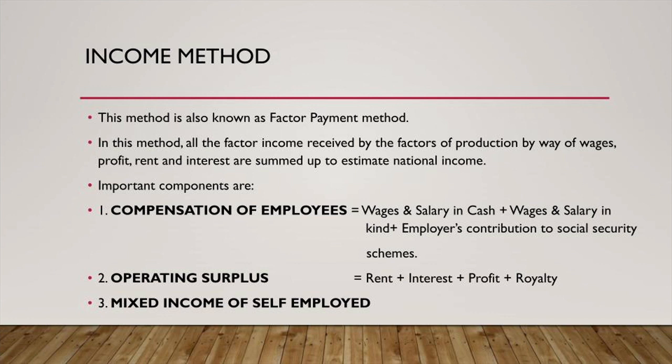The major components of this method are compensation of employees, which is composed of wages and salaries in cash, wages and salaries in kind, and employers' contribution to social security schemes. Pension on retirement is also included as a part of compensation of employees. The second major component is the operating surplus, which includes rent, interest, profit, and royalty.